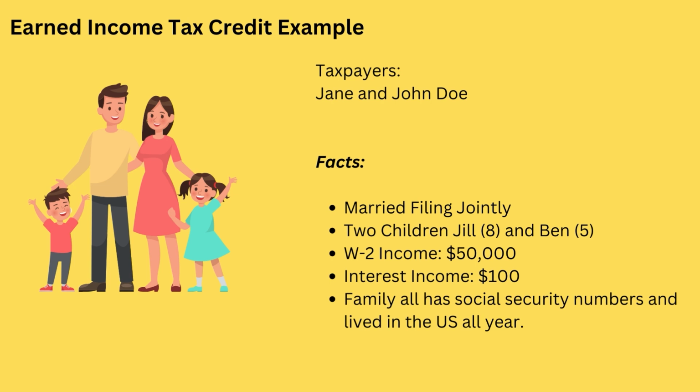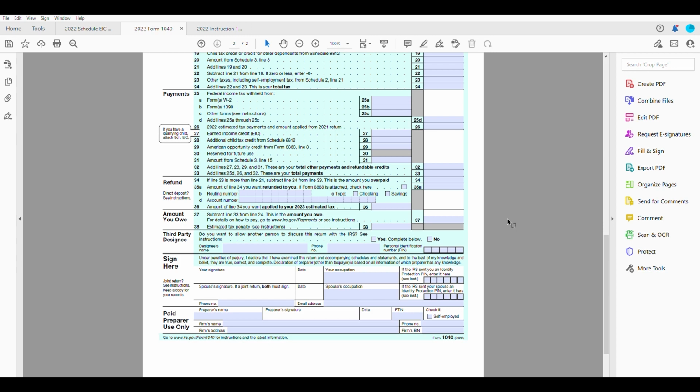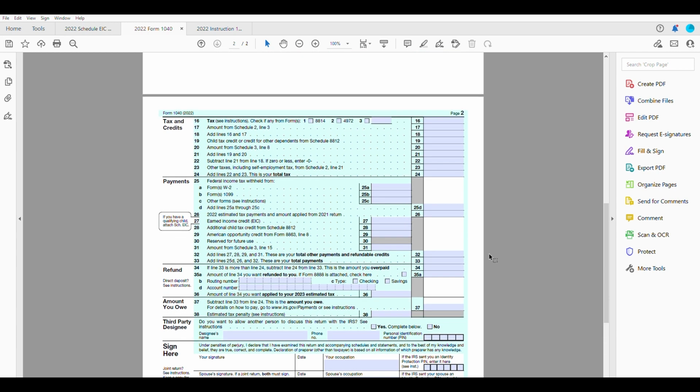Now let's get into how the form will be prepared. Alright, so here is the Form 1040. Most of it's blank. I just want to go over the EIC, the Earned Income Tax Credit, so I didn't fully complete the form, but you can see here line 27, that is where you will place the Earned Income Tax Credit. Note that if you have qualifying children, so in this example we have 2, we are going to have to fill out Schedule EIC, but if you're single trying to get this credit, you don't have to fill out Schedule EIC.